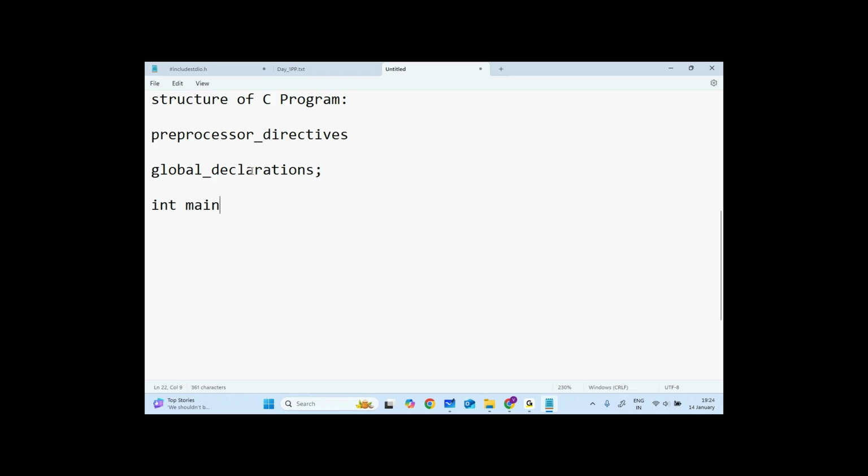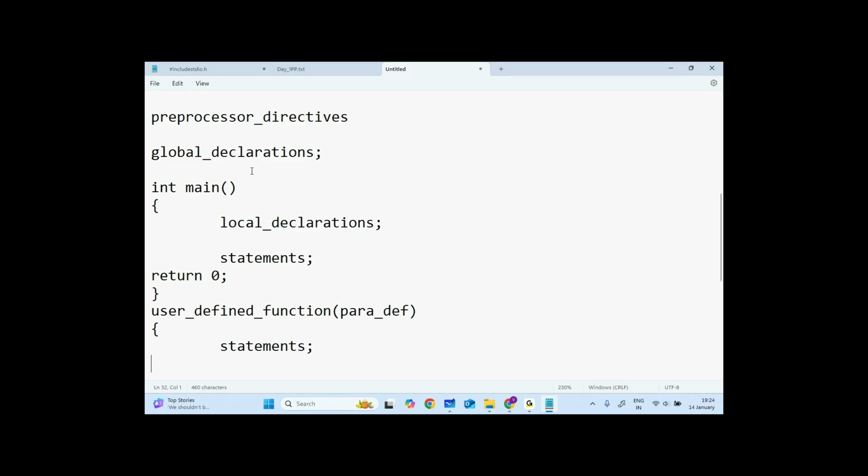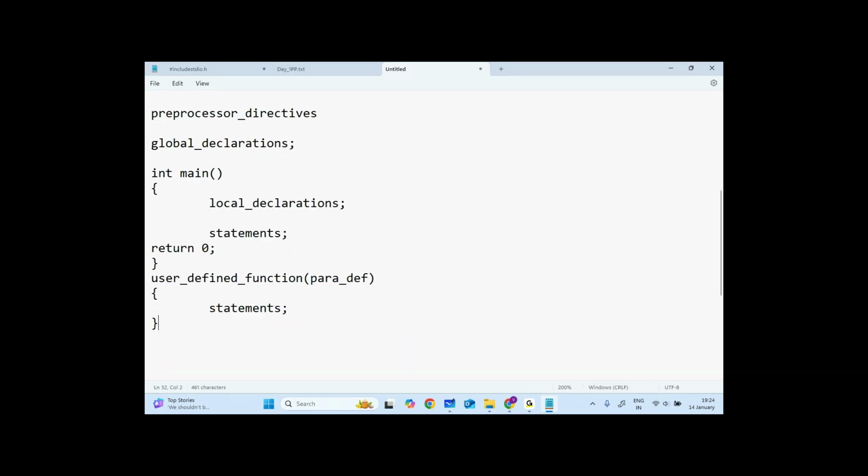Then comes the main function. Inside this, local declarations, and a set of statements, and then return 0. And then user defined functions. It will have a parameter definition and a body of the function. I'll just give you a small rough idea here.